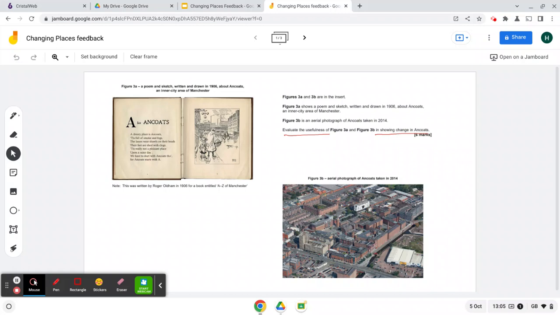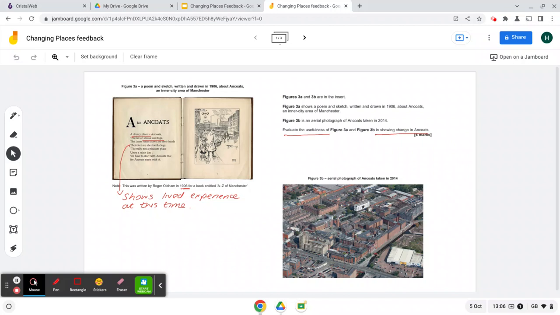Figure 3A states that it is a dreary place full of smoke and fogs. This is useful in showing the lived experience at this time. However, it doesn't show change. It's just showing us a snapshot in time in 1906 of what life was like.